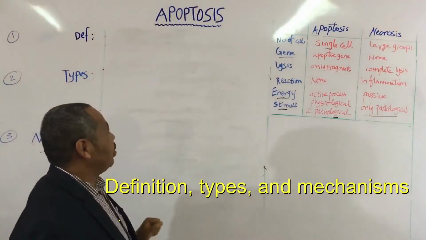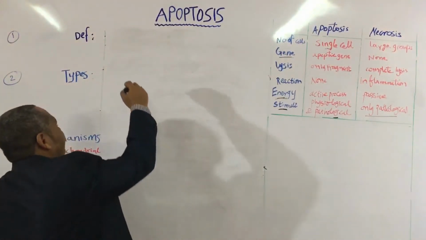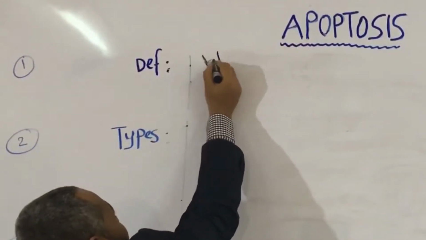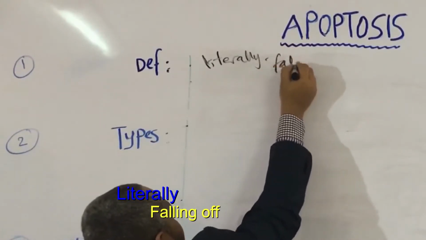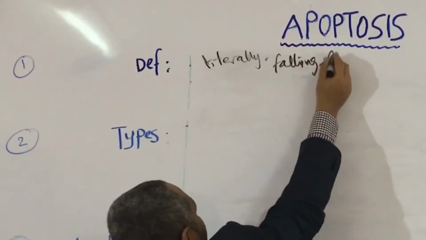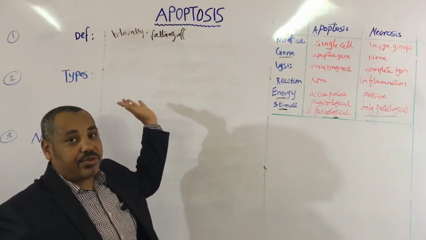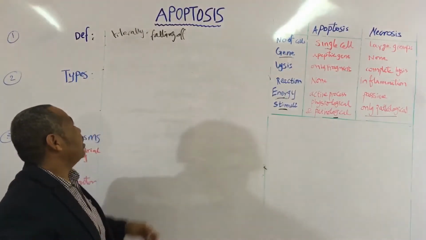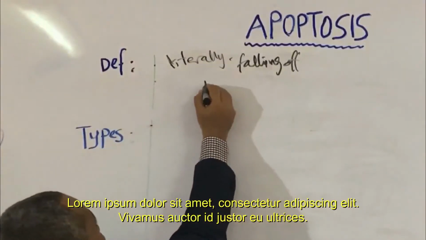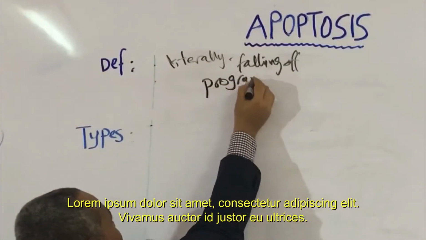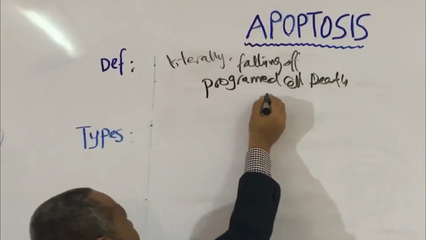And you know that the definition of apoptosis actually has two parts. First of all, literally, it means falling off something, for example, falling off of leaves from trees. This is apoptosis, and this is from the Greek language. But scientifically, it means programmed cell death. What do we mean by saying programmed?